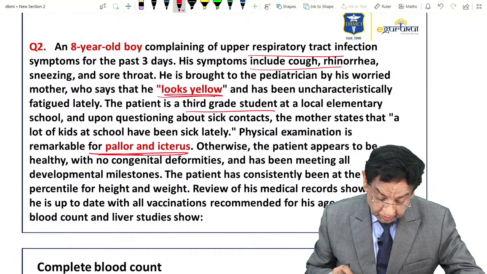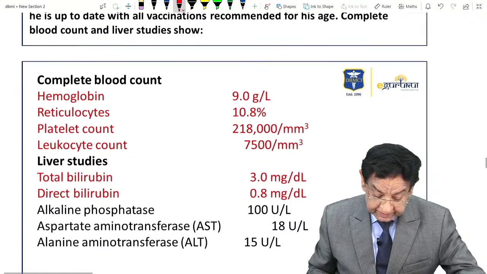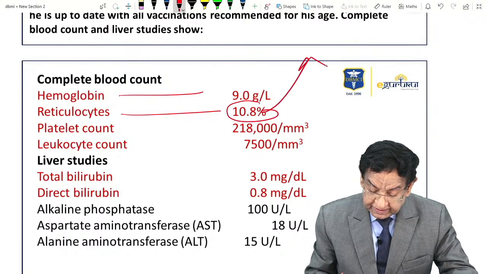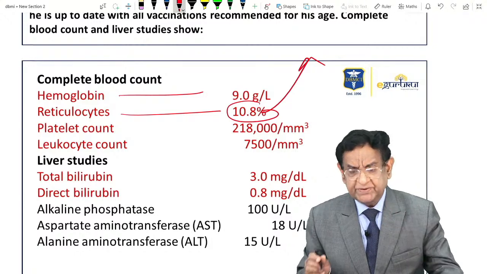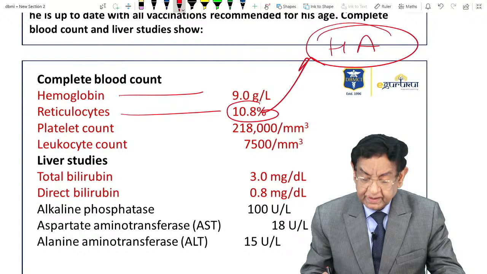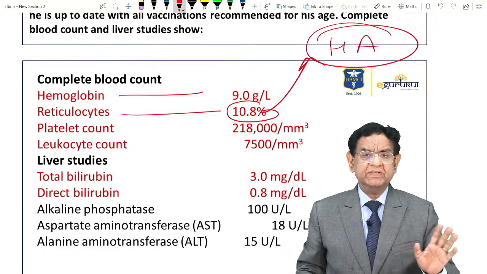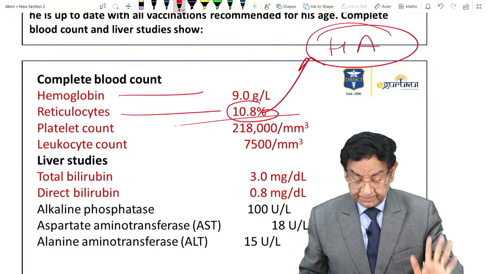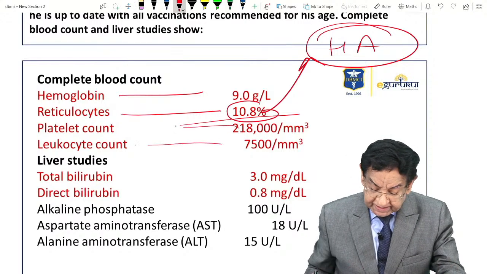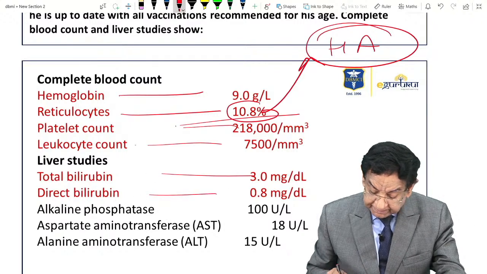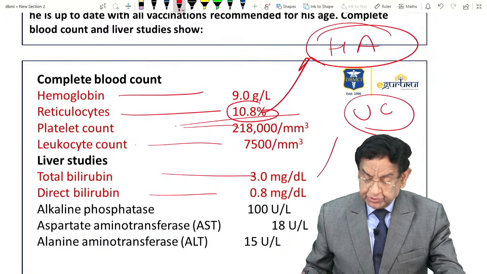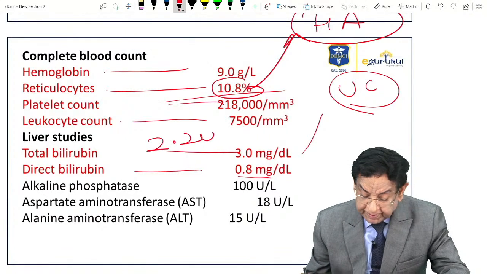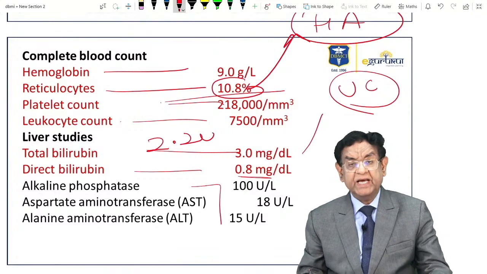Okay. Well, if you look into it, the Hb is 9 gram. Retic count is 10.8%. Increased retic count is the classical diagnostic feature of any hemolytic anemia. Remember, if the retic count is not increased, then it is not a case of hemolytic anemia. It's increased, so it is a hemolytic anemia. Platelet normal, TLC count normal, bilirubin raised. That means mainly unconjugated, because conjugated is only 0.8. So unconjugated will be 2.20 milligram percent. Enzyme levels are near normal.